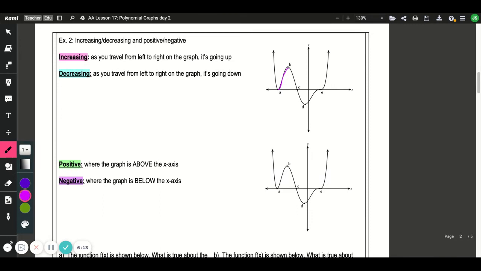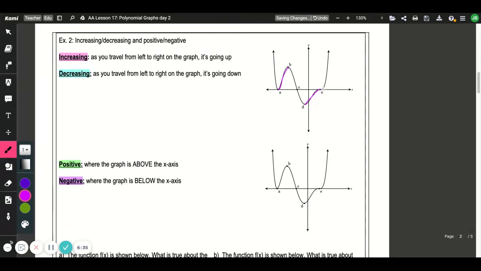So that's increasing. Now it starts going down. So now it's decreasing. We'll get to the color coding in a second. Going down, down, down. Now I hit D, and now it starts going up, right? Once I hit D from left to right, now I'm walking up. So think about walking. Now I'm walking uphill, uphill, uphill.